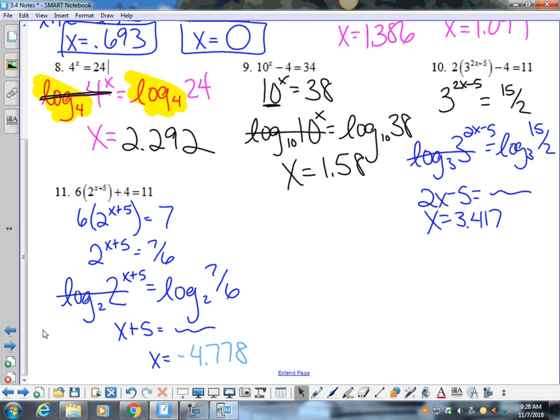Okay, tell me one thing you've learned so far. If it's an e, you're going to ln it. If it's not an e, you're going to log it. With what base? Like in number 8, we log base 4, both sides. In number 9, we log base 10, both sides. And number 10, after we cleaned them up, we log base 3, both sides.